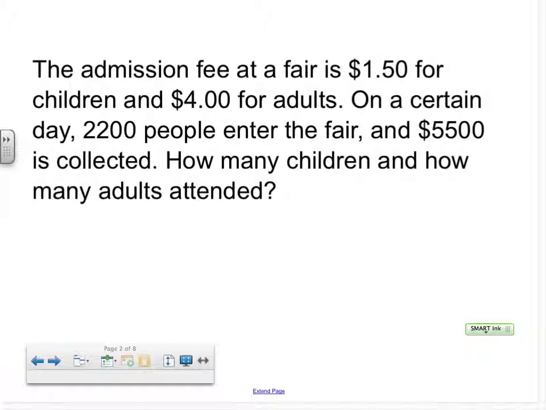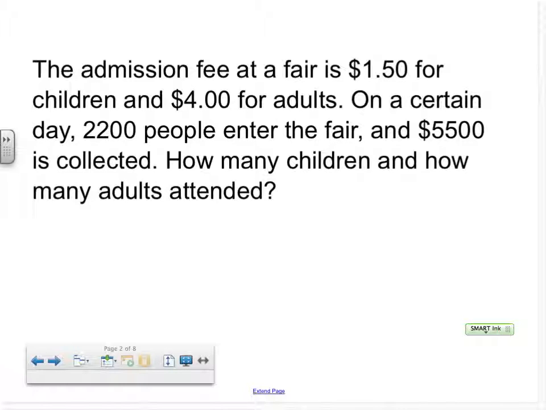The admission fee at a fair is $1.50 for children and $4 for adults. On a certain day, 2,200 people enter the fair and $5,500 is collected. How many children and how many adults attended? All right, so we need a strategy to figure out how to solve this problem.